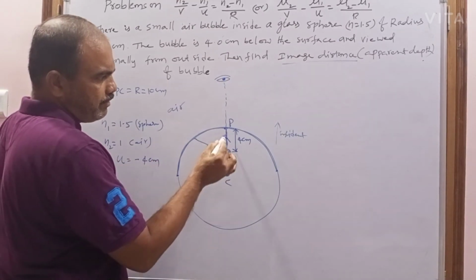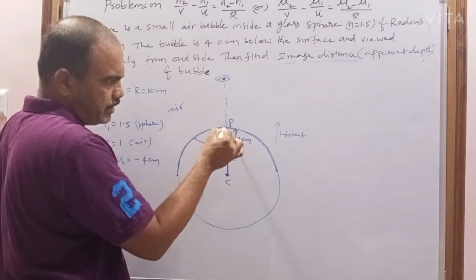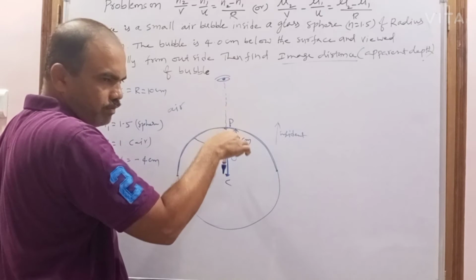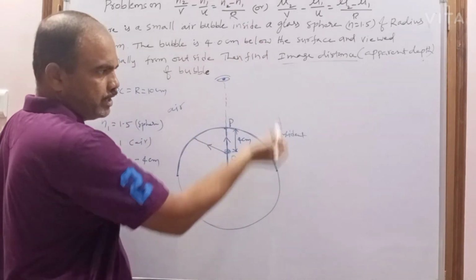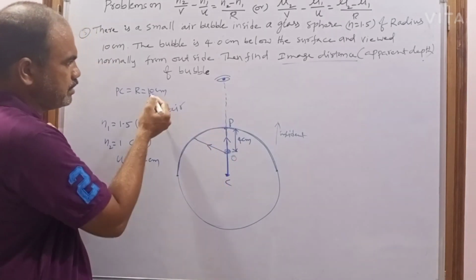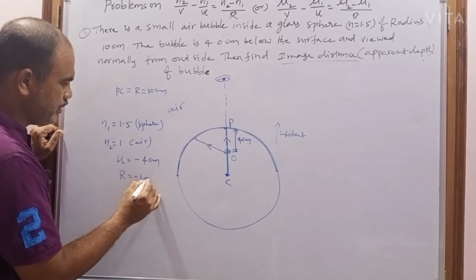Now what is the radius of curvature? The distance from the pole to the center of curvature is the radius of curvature. Again, to measure the radius of curvature you have to move downward, but the incident ray is in the upward direction. You are moving opposite to the incident ray. So PC is how much? 10. But that can be taken as negative, minus 10 centimeter.